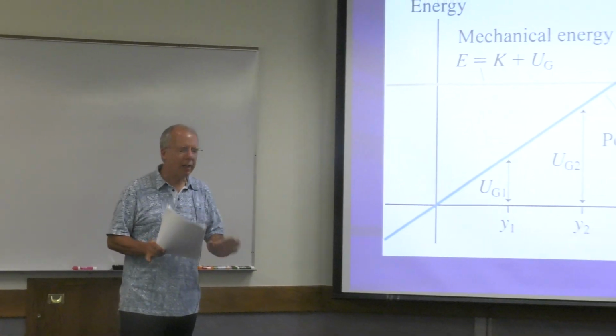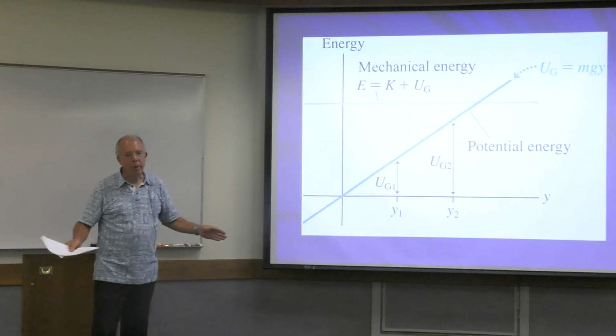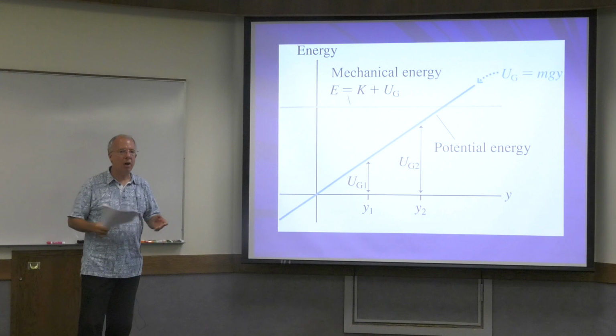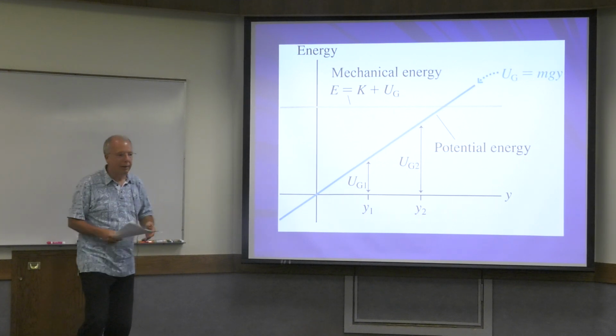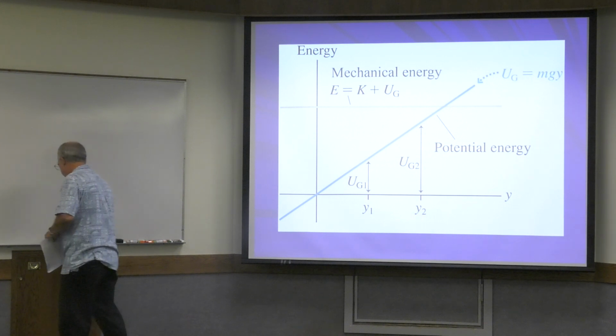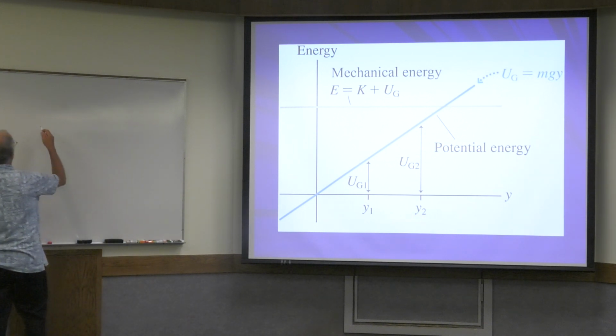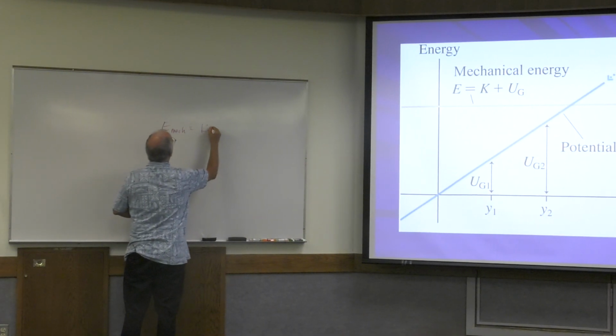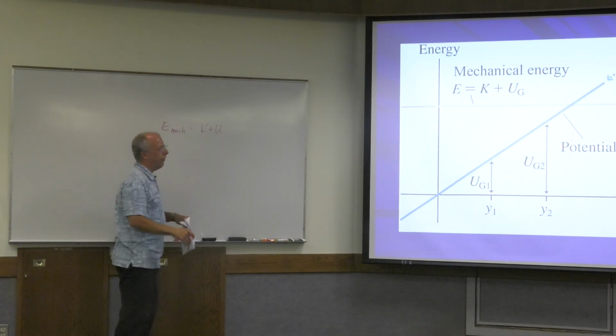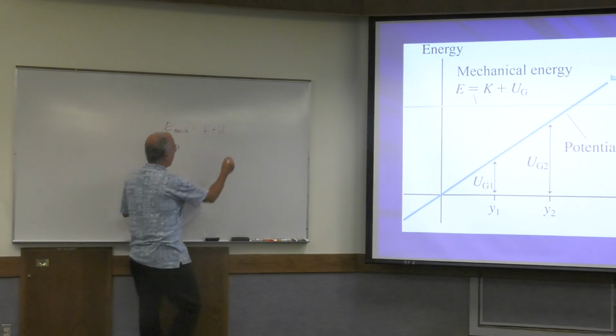All right, so now we're going to discuss energy diagrams. And I want you to understand something. There's nothing new here. It's just conservation of mechanical energy in a picture. So here, this is mechanical energy. Mechanical energy equals K plus U. And if it's conserved, this is constant.